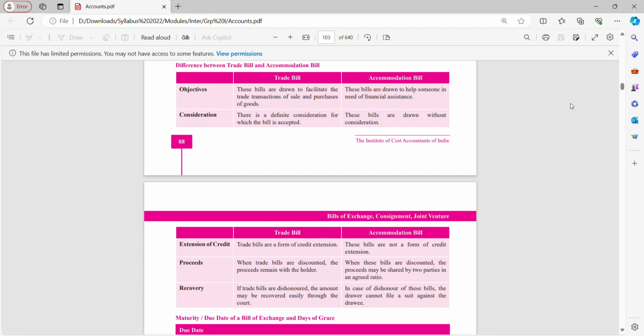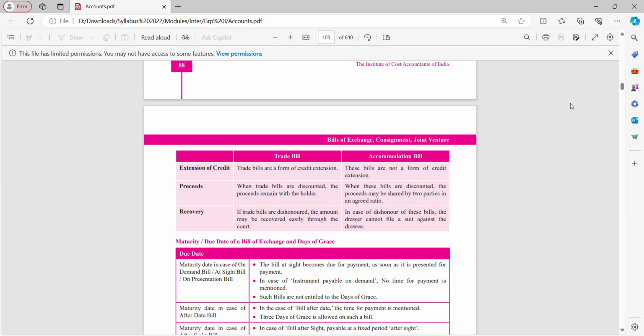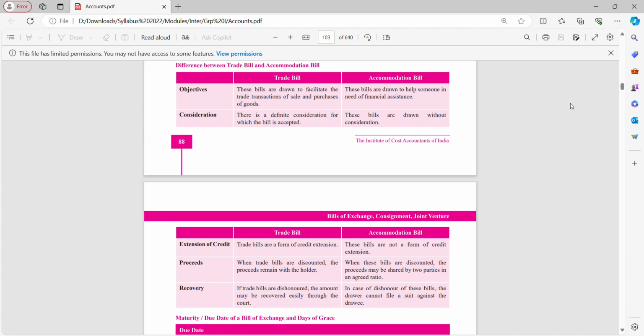These bills are drawn without consideration. Extension of credit. Trade bills are a form of credit extension. These bills are not a form of credit extension. Proceeds. When trade bills are discounted, the proceeds remain with the holder. When these bills are discounted, the proceeds may be shared by two parties in an agreed ratio. Recovery. If trade bills are dishonored, the amount may be recovered easily through the court. In case of dishonor of these bills, the drawer cannot file a suit against the drawee. So we have 5 points for trade bill and accommodation bill.